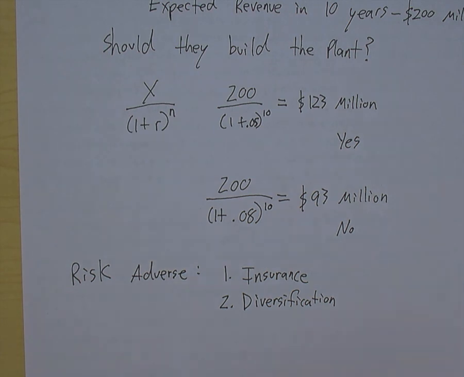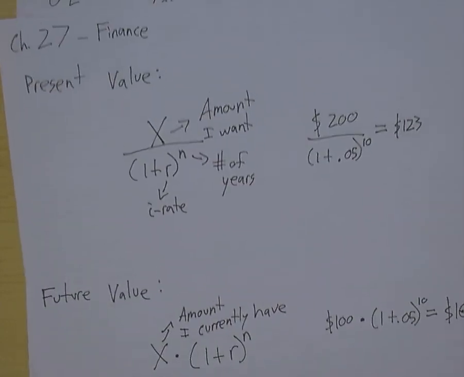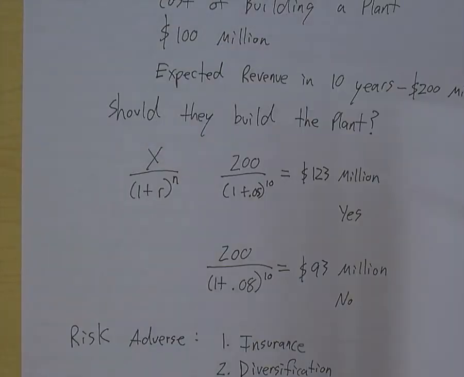So I encourage you to read chapter 27. The hard part here is this idea of present value, future value. Hope this video helps you with that. And we'll go from there. When in doubt, graph it out.